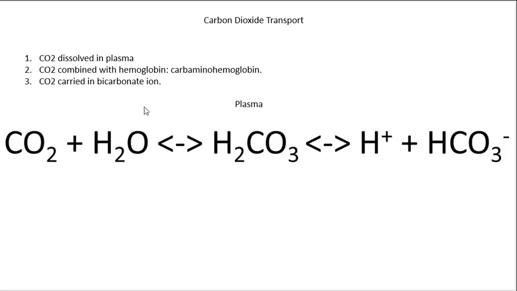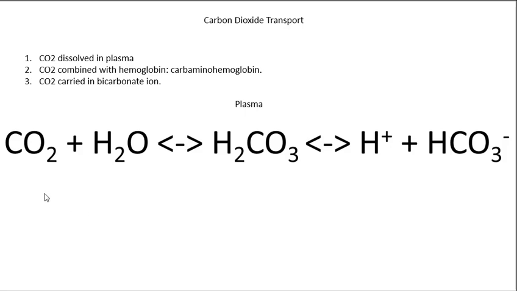So you may remember there are three ways that carbon dioxide is transported in the blood. The first one is it's dissolved in plasma. So a little bit is dissolved in plasma, not a whole lot, maybe around 7% or so. A little bit more of carbon dioxide combines with hemoglobin to form a molecule called carbaminohemoglobin. But most of the carbon dioxide is carried as a bicarbonate ion. So here's that scary looking equation, which can go either way.